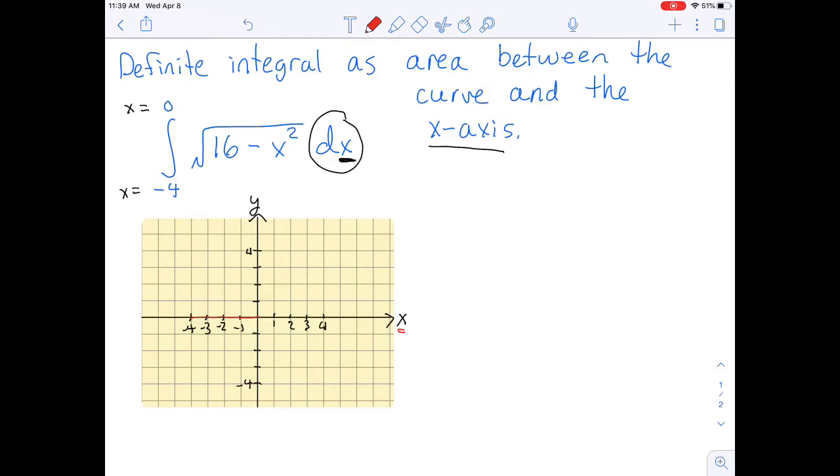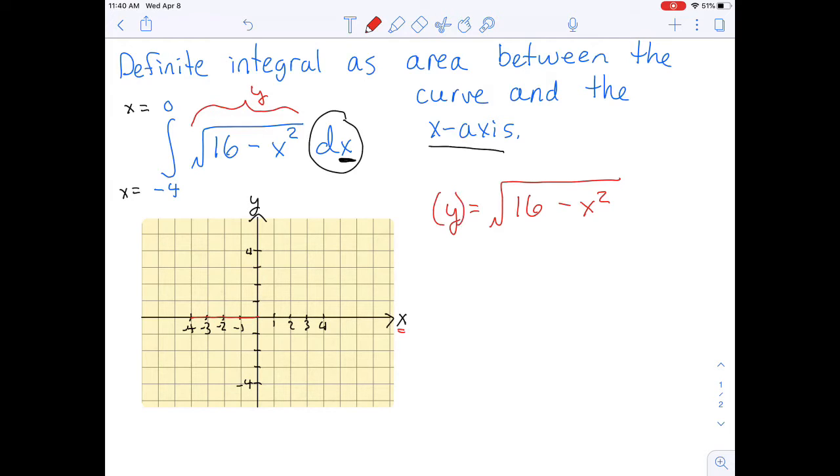So first I label my x-axis. Now I have to come in and say, well, what's my curve? My curve is y equals the square root of 16 minus x squared. Now, there's a trick to this. This is actually the equation for a circle. Let's do a few things to see that.